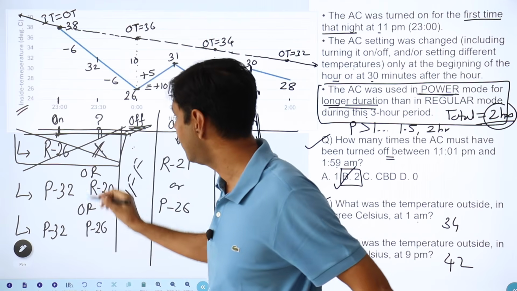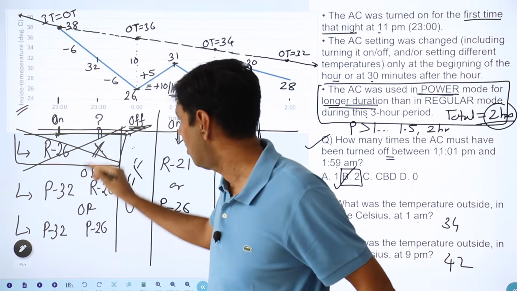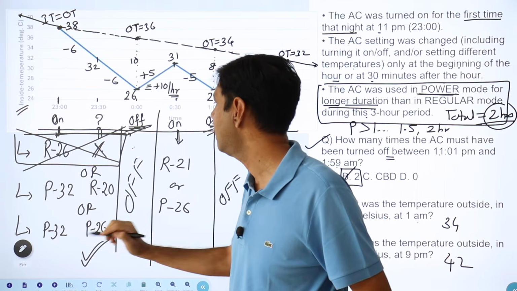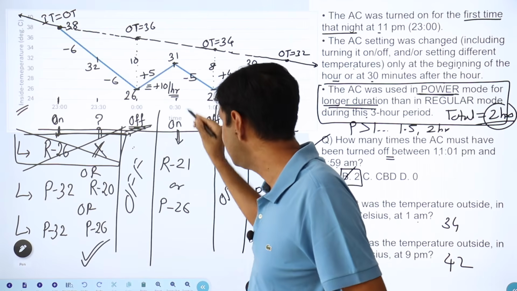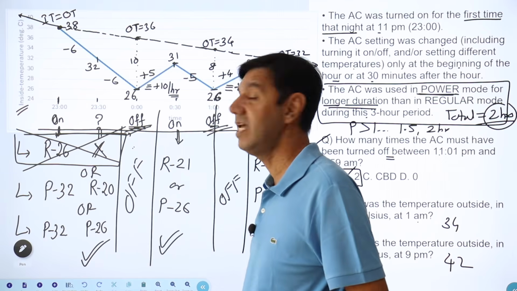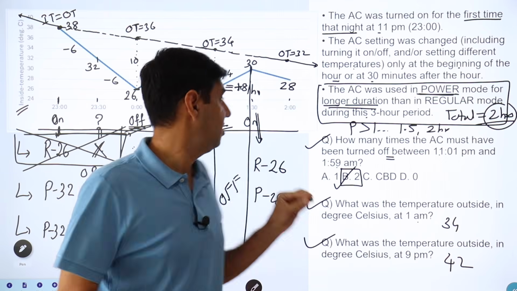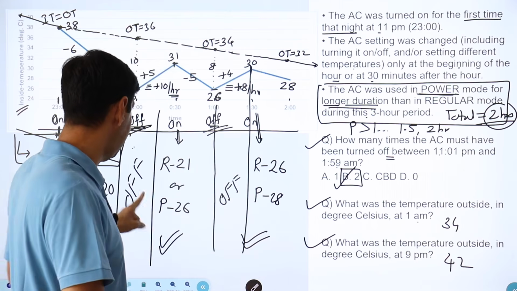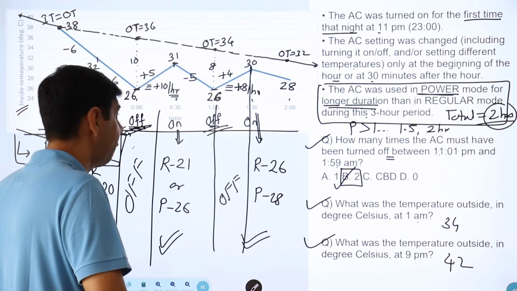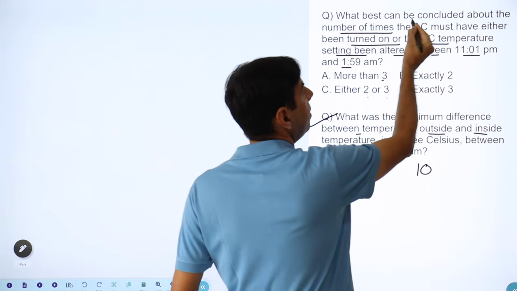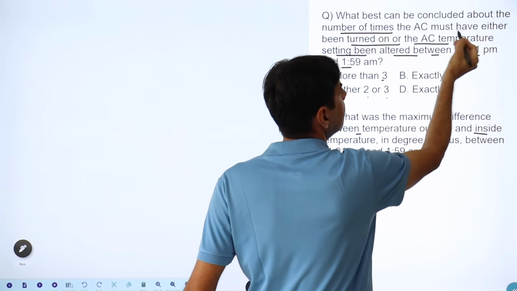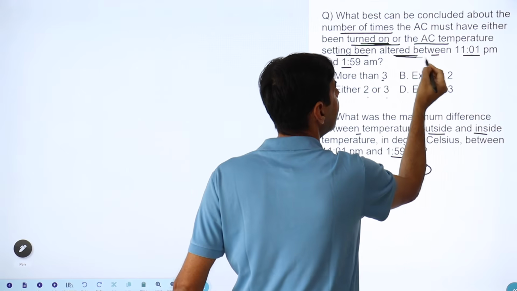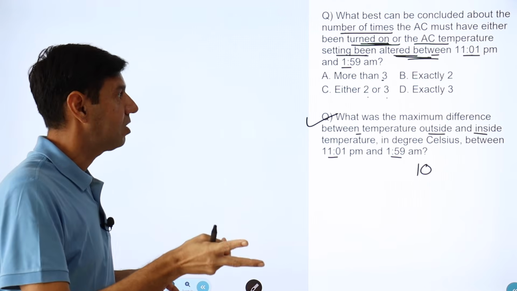My question, because then I don't worry about 11 o'clock. After 11, did I do something? Did I change the setting at 11:30? Yes. Did I change the setting at 12:30? Yes. Did I change the setting at 1:30? Yes. 3 times I changed. The question is not asking about turning it off. Let's read it again. What best can be concluded about the number of times the AC must have been turned on or the temperature setting is altered? It's not about turning it off.